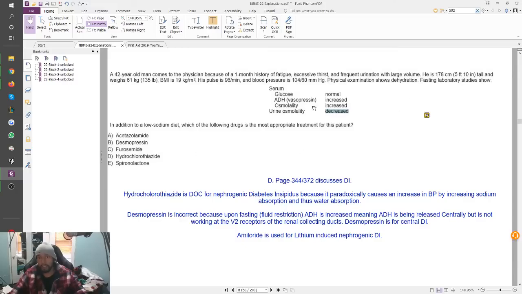Okay, so fasting labs are what helped us figure out if the patient has diabetes mellitus or insipidus, and whether it's central or nephrogenic DI. Very important to be able to diagnose all of that. And this was clearly nephrogenic DI because the patient is releasing ADH, but ADH is not having any effect on the urine.